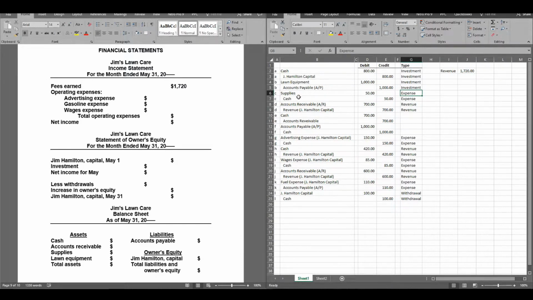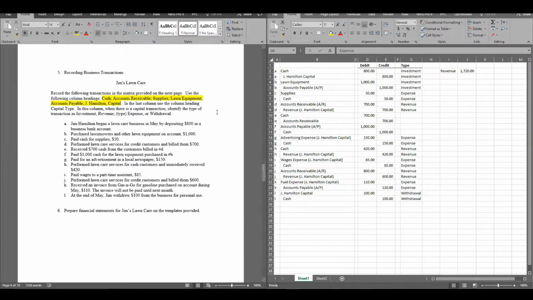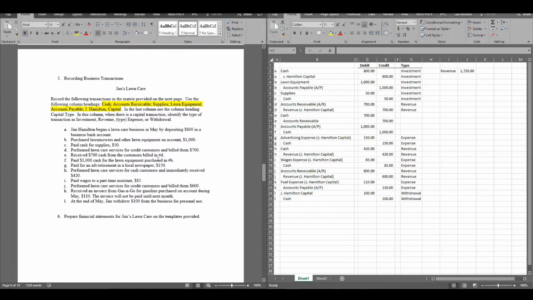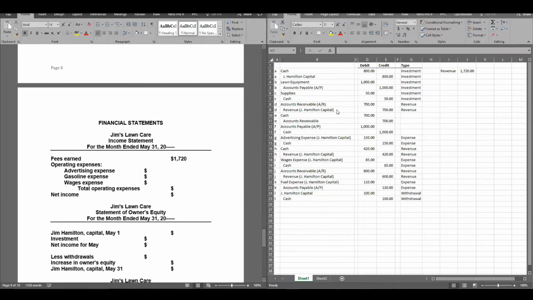Check this out. So we bought these supplies here. Let's go back up here. Let's look at this entry real quick. We bought these supplies in C. We paid cash for supplies of $50. It doesn't say we've used these supplies. So instead of an expense, we're going to call it an investment because we wouldn't call it an expense until those supplies are actually used. In this case, which is called accrual accounting.